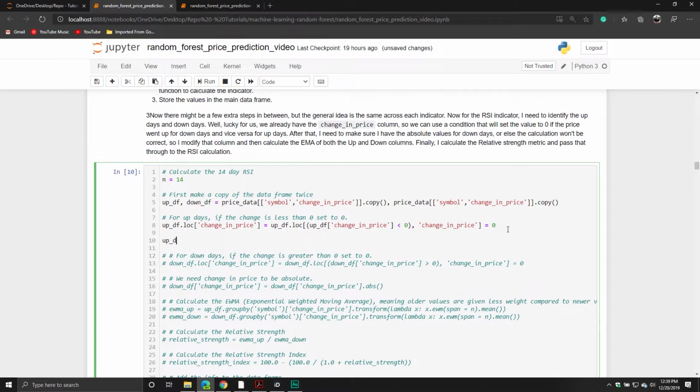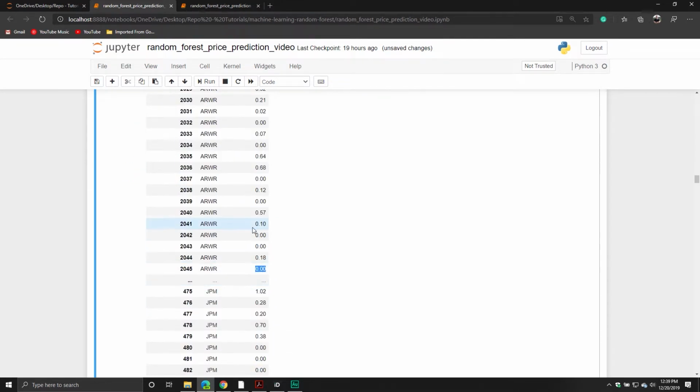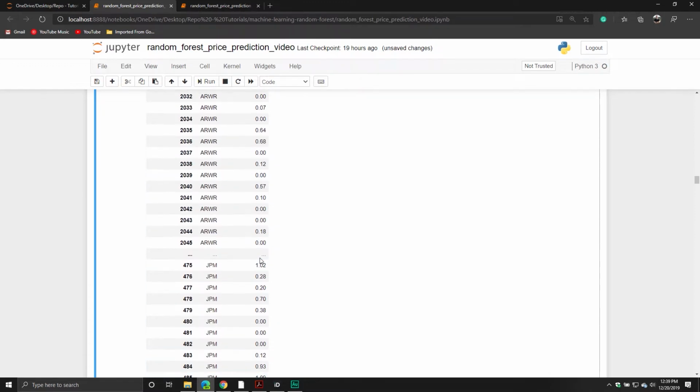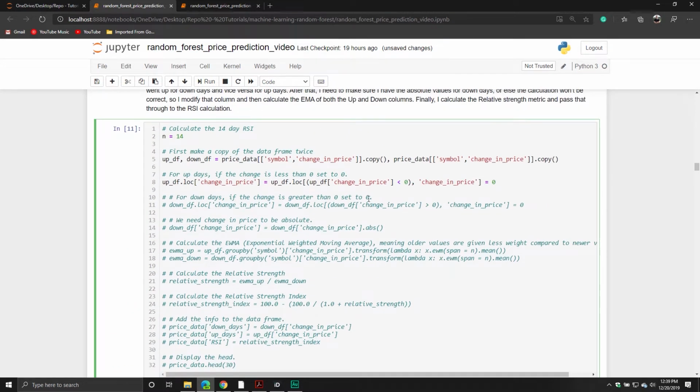So if I look at it now, I should see this extra column. And you can see that it's changed a little bit, and it's now 0 sometimes, or it's the actual positive value. So if it moved up, it moved up. And you can see that certain days it moved down multiple days in a row. Other days it moved up multiple days. So all this was doing was making sure that if it moved up, it kept the value. If it moved down, it set that value equal to 0.